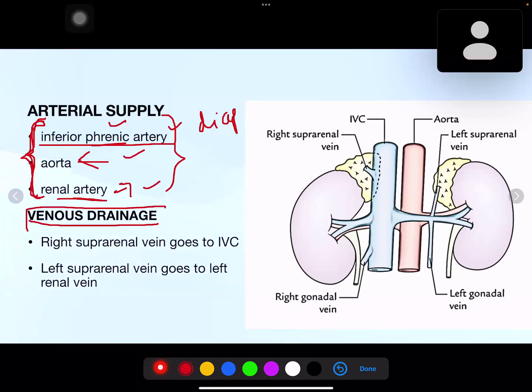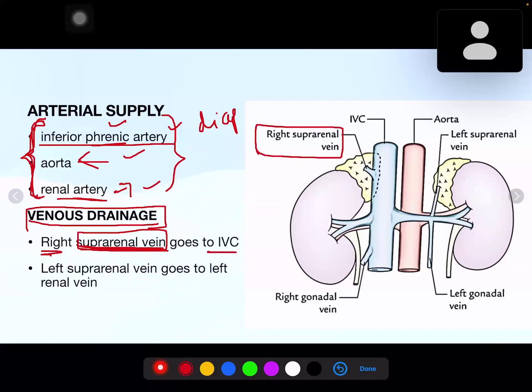But in the venous drainage, you have the name suprarenal vein. Now that's the difference between the right and left. The right suprarenal vein goes to the inferior vena cava. See, this is the right suprarenal vein and it goes directly to the inferior vena cava. Why does it go directly? You just have to remember that the inferior vena cava is on the right side. We all know that the vein is on the right side and the aorta is on the left side, okay?